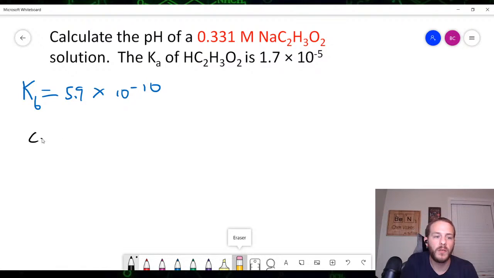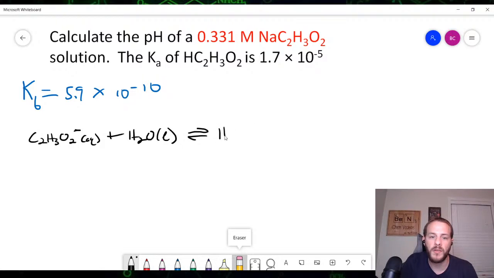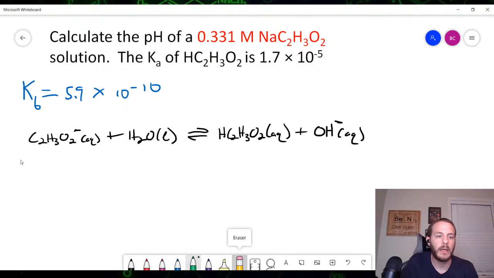So we have C2H3O2 minus aqueous reacting with water, H2O, that's a liquid, and that's going to react to produce acetic acid, HC2H3O2 aqueous, and the hydroxide ion, OH minus, also aqueous. The next thing we can do is construct an ICE table. ICE is initial, change, equilibrium.